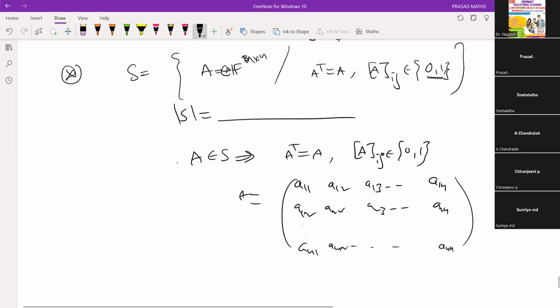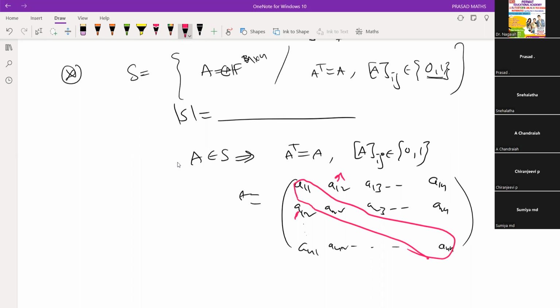I don't want to control the lower part, because once you fix the elements above the diagonal, the lower elements are automatically controlled. Once you fix this as zero, automatically this should be zero. Once you fix this as one, this should also be one. So don't bother about the lower elements. We bother about only the upper elements along with the diagonal elements. Is the point clear?